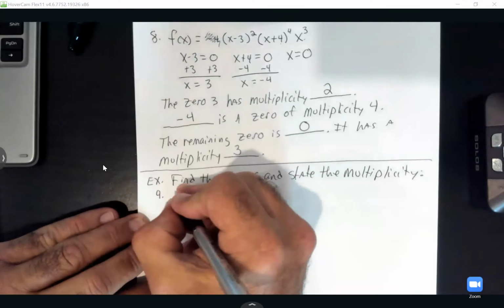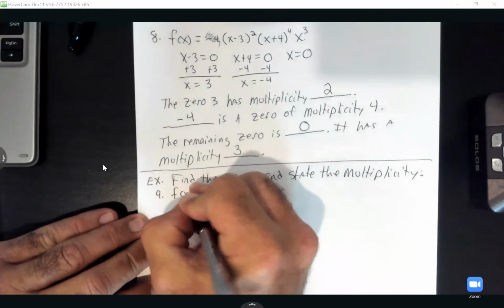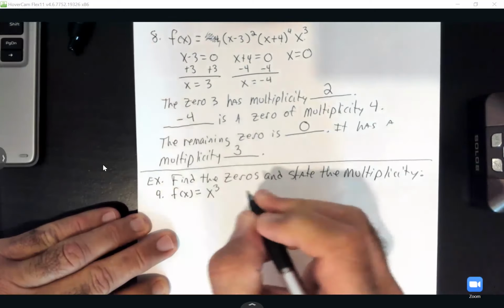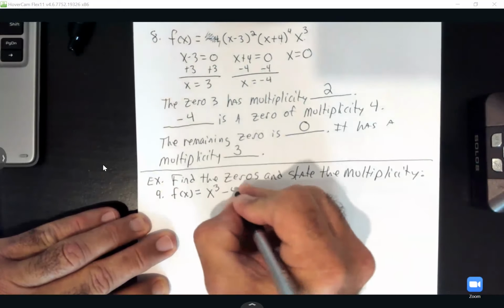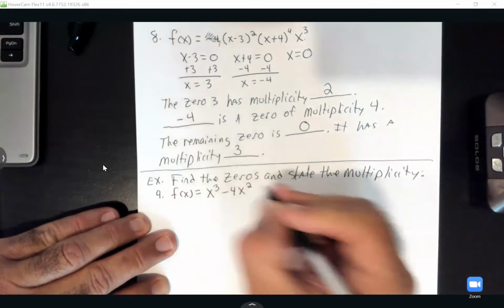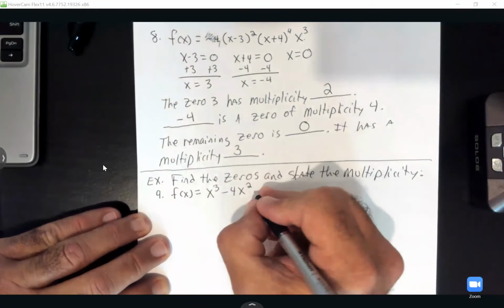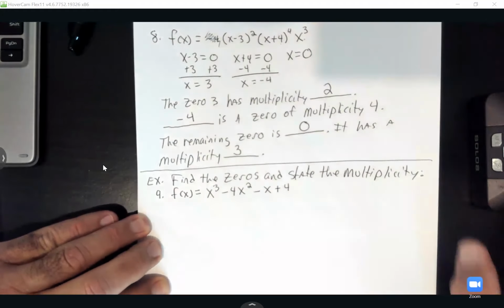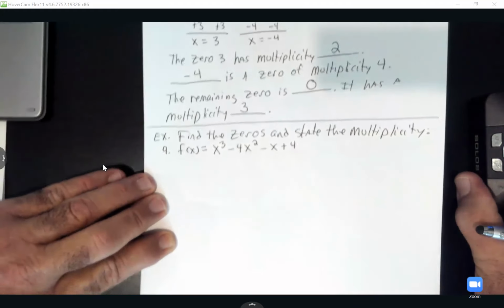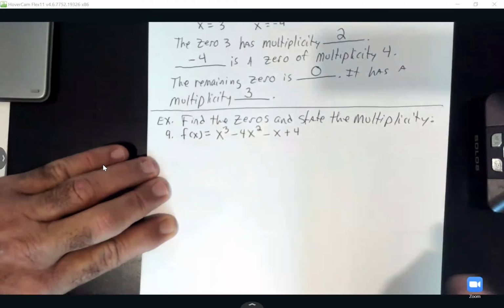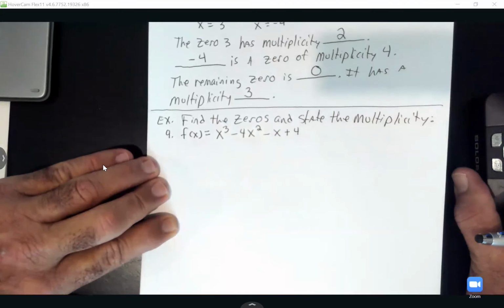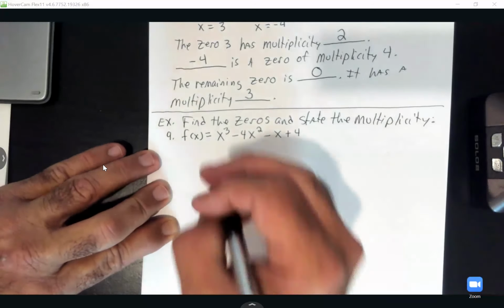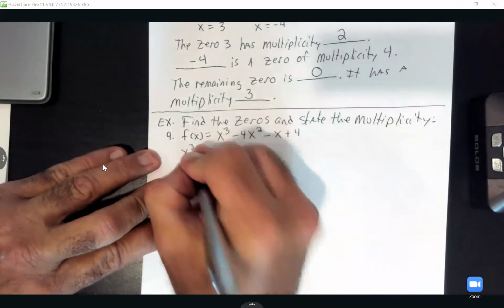So let me show you what we got going on. We got an f of x equals x to the third minus 4x squared minus x plus 4. Actually, I'm gonna move my camera down a little. So to find the zeros, we got to take our expression and set it equal to 0.